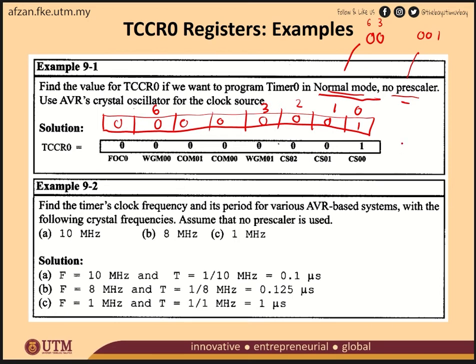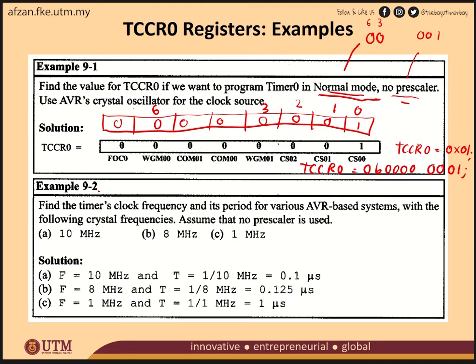So you write down TCCR0 equal to 0x01. Or you can write down TCCR0 equal to 0b00000001. This is how you write it in C programming.